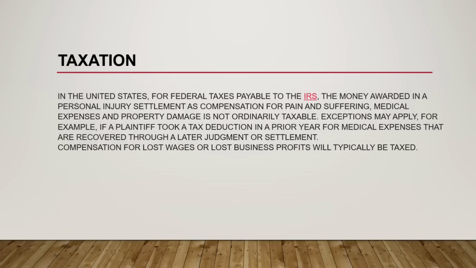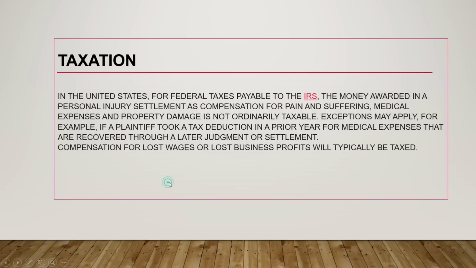Now, taxation. In the United States, for federal taxes payable to the IRS, the money awarded in a personal injury settlement as compensation for pain and suffering, medical expenses, and property damage is not ordinarily taxable. Exceptions may apply. For example, if a plaintiff took a tax deduction in a prior year for medical expenses that are recovered through a later judgment or settlement. Compensation for lost wages or lost business profits will typically be taxed.